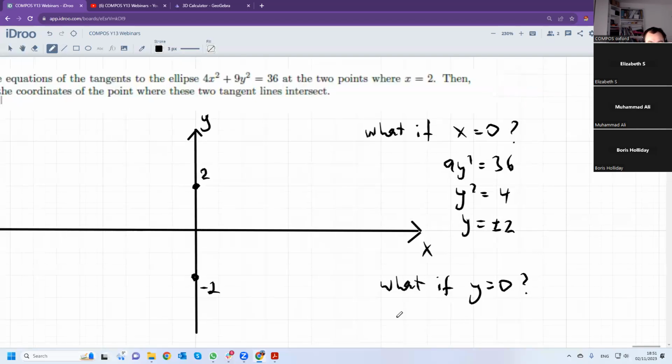What if y equals 0? Well, then 4x squared equals 36. So x is plus or minus 3. 1, 2, 3. 3 and -3. So you can now see that this is, in fact, an ellipse.